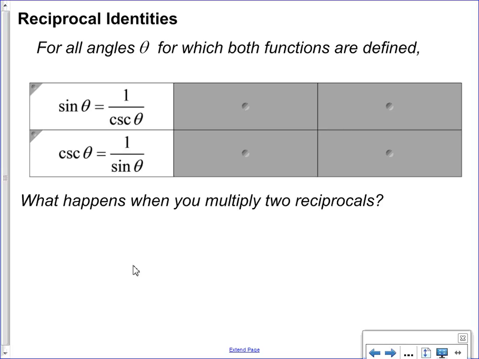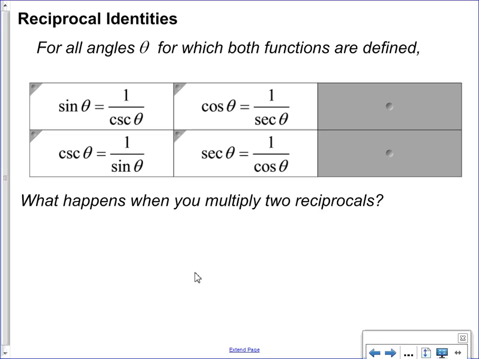What is the reciprocal of cosine? Secant. Therefore, cosine is 1 over secant. And secant is 1 over cosine. Remember, it's sine and cosecant, cosine and secant.